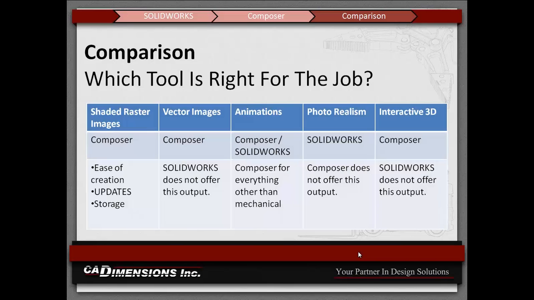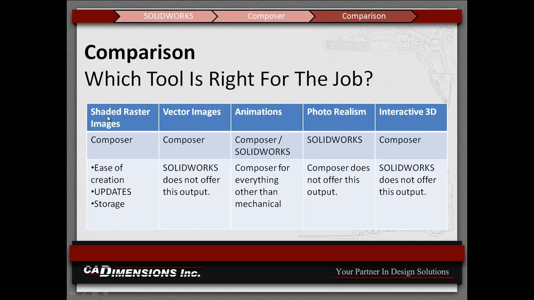So if we combine all of this, what this really comes down to is which tool is right for the job, right? And this is where we started off to begin with. So I've got a few different items across the top here. We've got shaded raster images, vector animations, photorealism, and interactive 3D. So in looking at this, we can start from the left and work our way across.